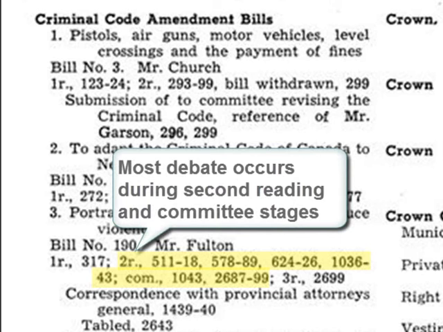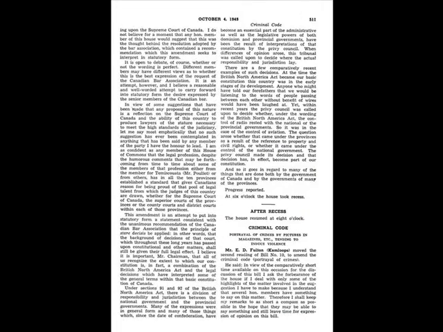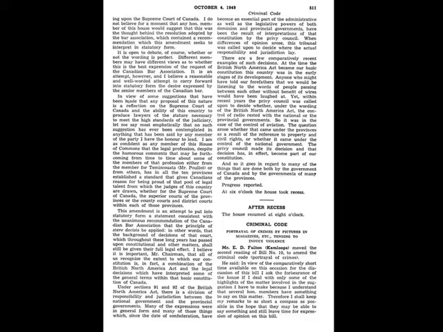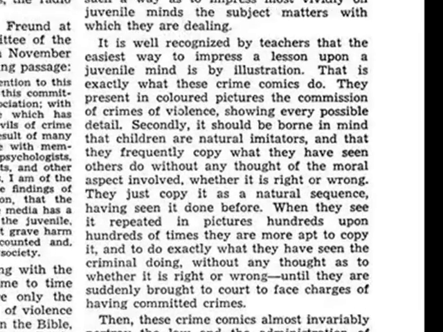The numbers beside the entries direct us to the page numbers in the volumes where the debates are transcribed. If we go to page 511, for example, we see that Mr. E. D. Fulton introduced the second reading of the crime comic bill in Parliament. And if we continue to read on, we can see extensive debate around why some of the lawmakers felt it necessary to make crime comics illegal.